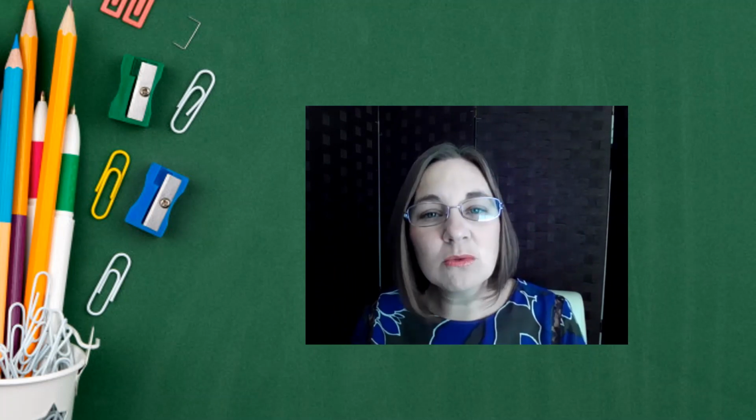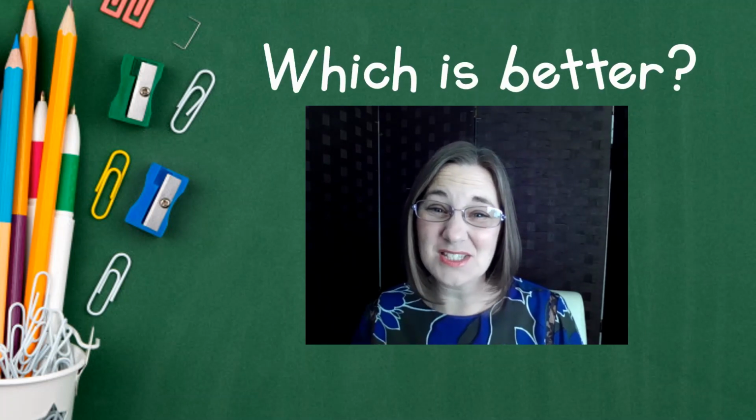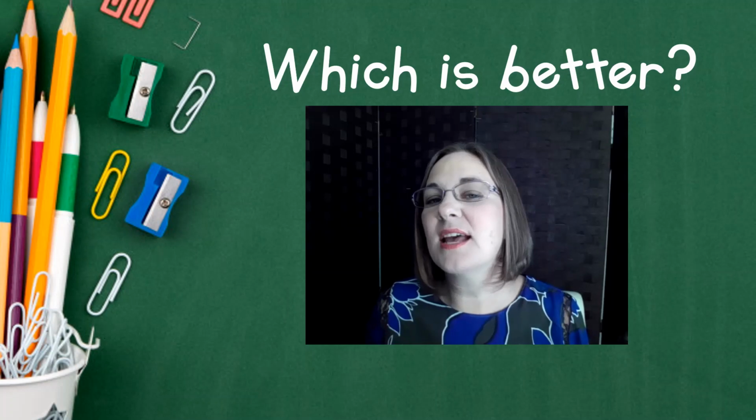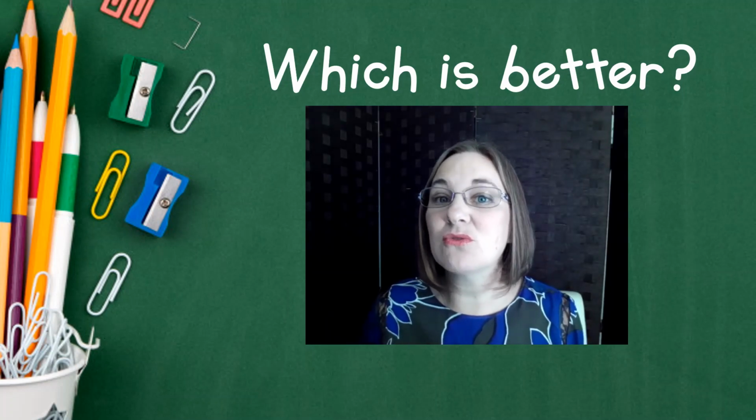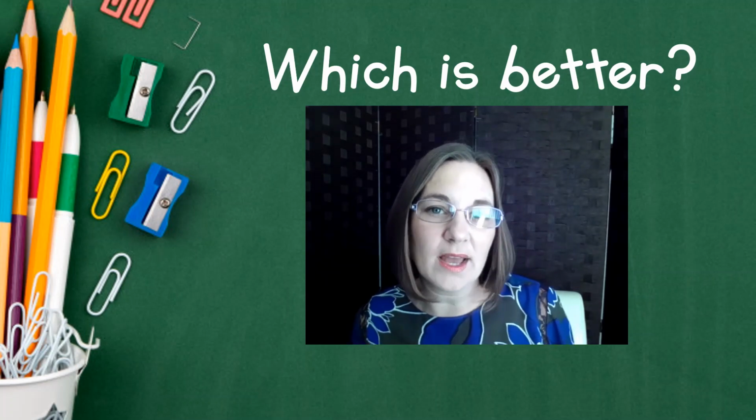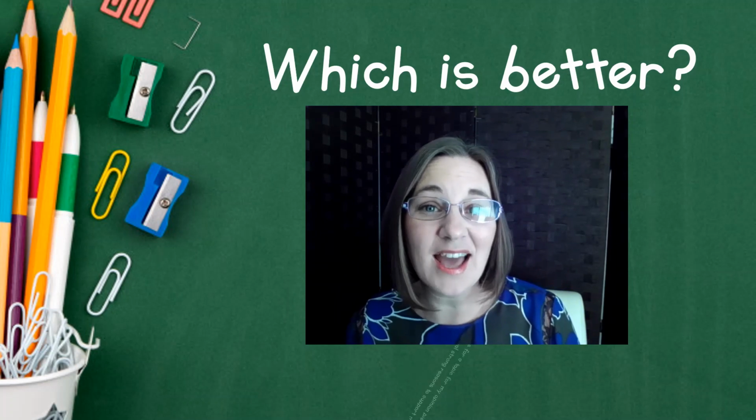But that's not the only kind of opinion that we can make. Sometimes we can ask ourselves this question: which is better? We can look at two things and think about our opinion on which of those two things is better, and then give lots of reasons why we think one is better than the other. And that's the kind of opinion writing we're going to work on next.